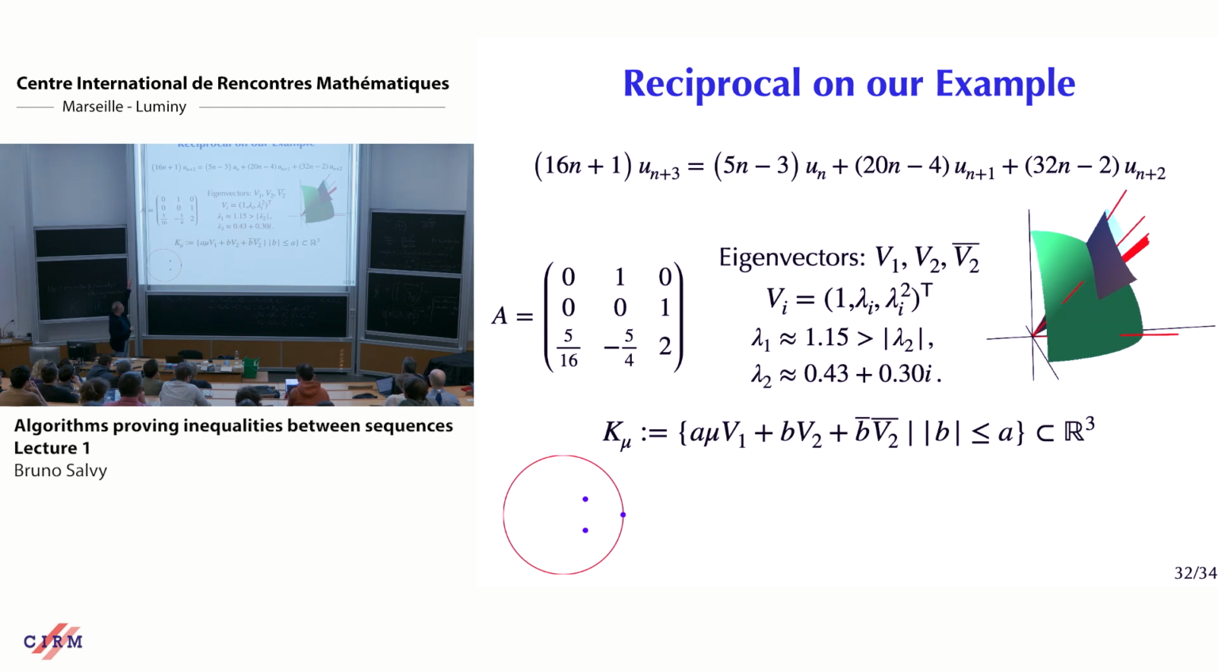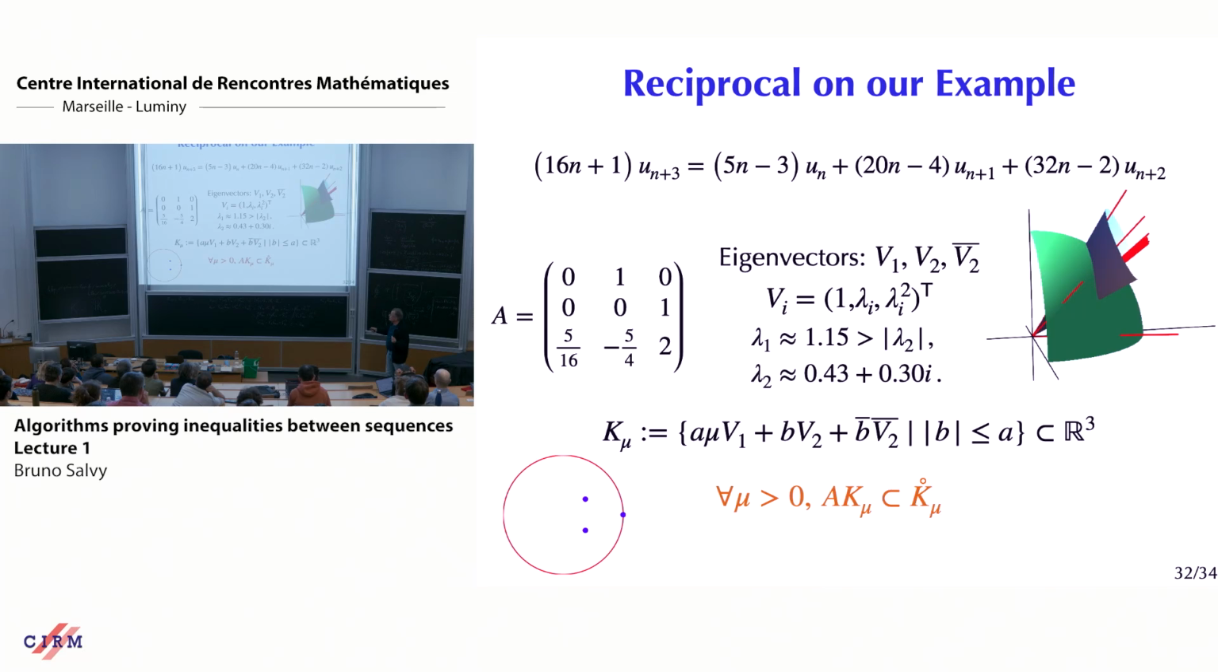You take the dominant eigenvector, you multiply it by a real A and a real mu. You take the two conjugate eigenvectors, you multiply them by a complex B and its conjugate, so what you get is real, and you restrict to the absolute value of B smaller than A. And then it's easy to see that for all mu, if you multiply by A, you stay inside the cone.